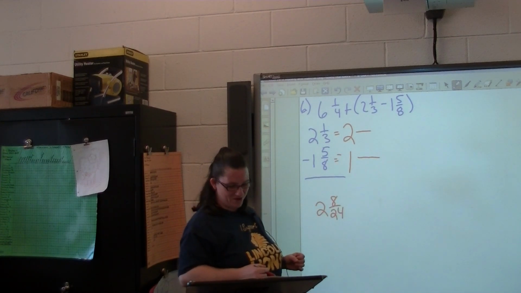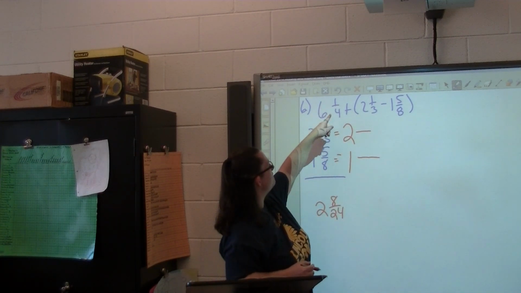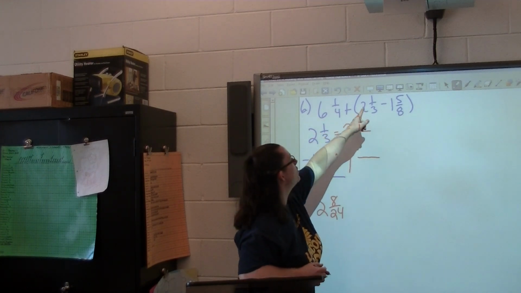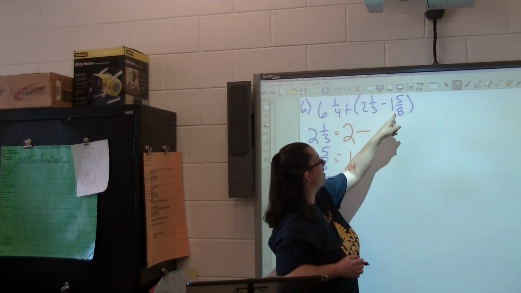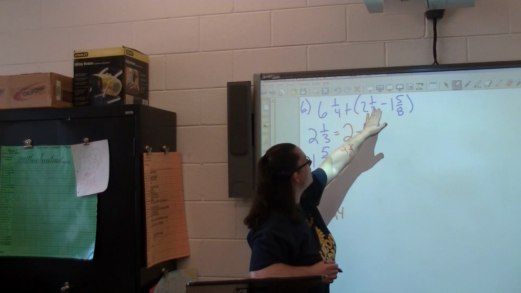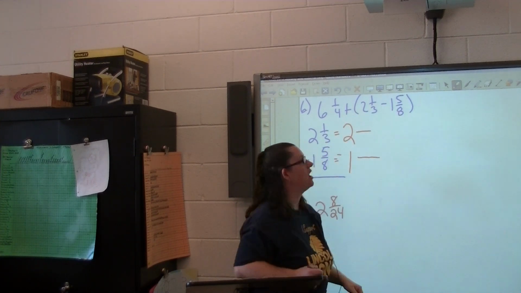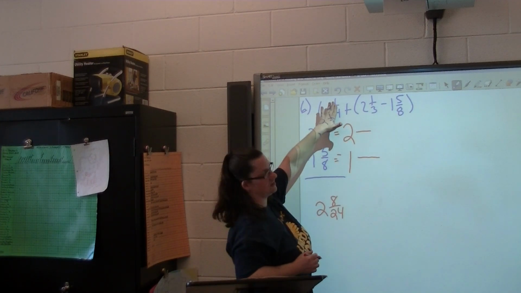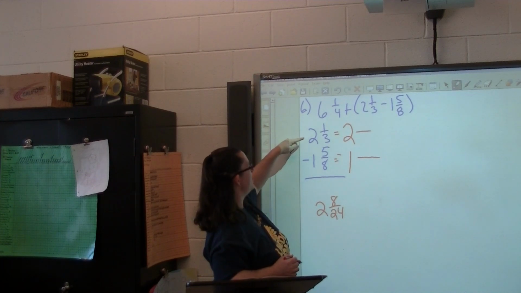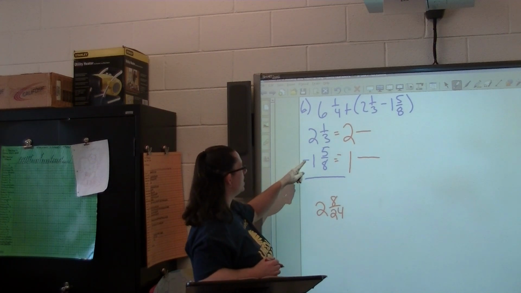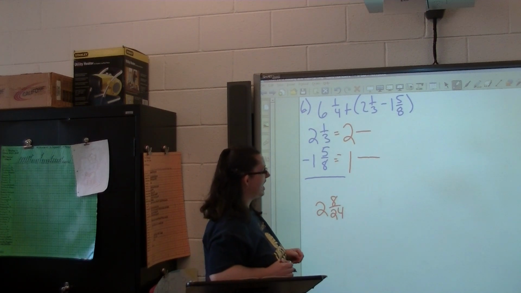Okay, let's walk through number 6. 6 1/4 plus 2 1/3 take away 1 5/8. We see that this problem is in parentheses, so we need to do that what? First. So leave the 6 1/4 for now. Copy down 2 1/3, take away 1 5/8.